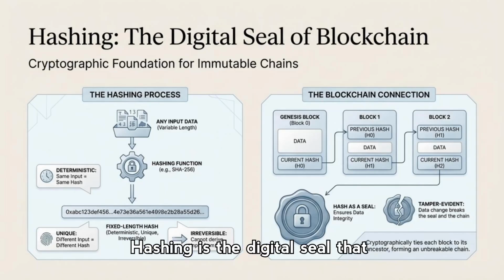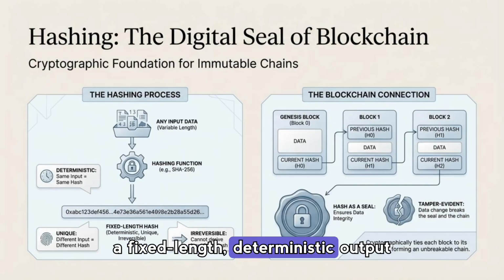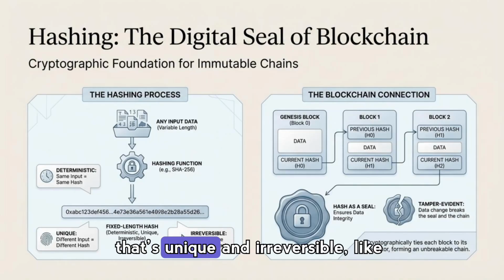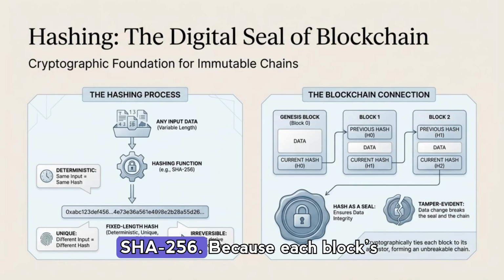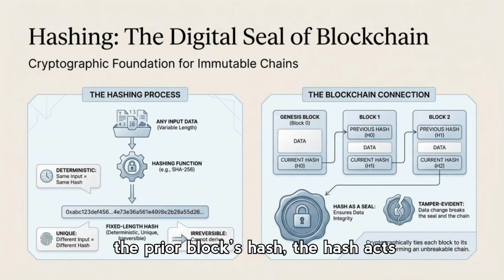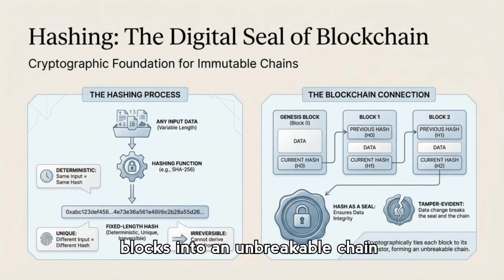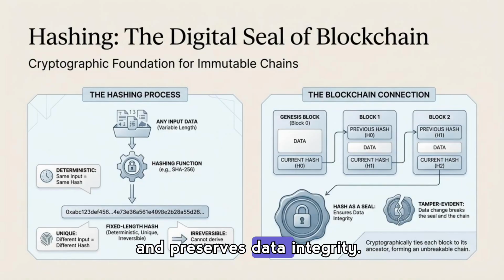Hashing is the digital seal that makes blockchain immutable. A hashing function turns any input into a fixed length, deterministic output that's unique and irreversible, like SHA-256. Because each block's hash depends on its contents and on the prior block's hash, the hash acts as a tamper-evident seal that ties blocks into an unbreakable chain and preserves data integrity.